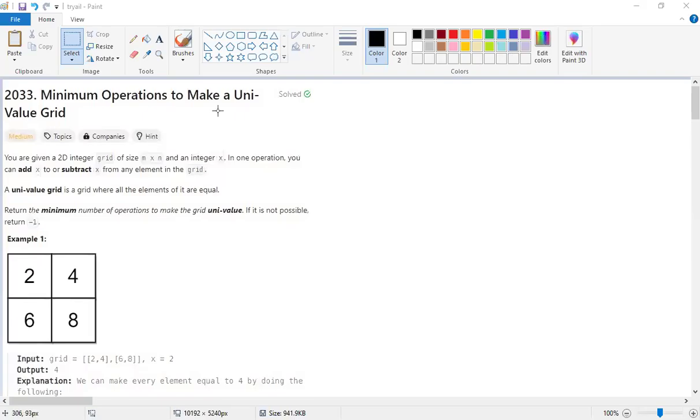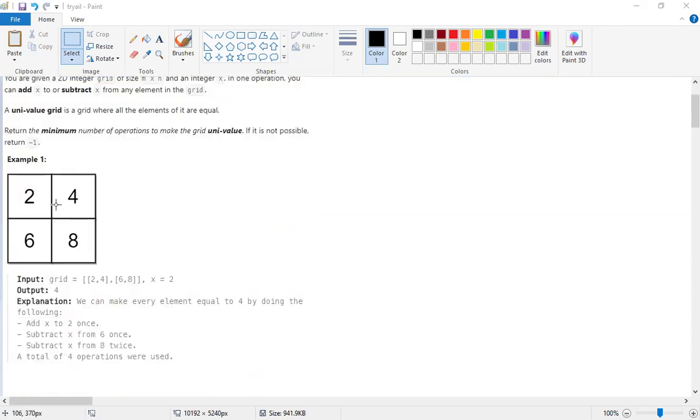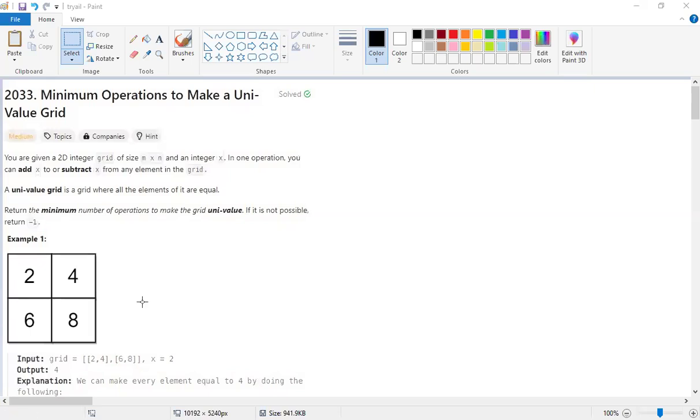Okay, so let's start. We are looking at this particular problem in which we have to find the minimum operations to make a uni-value grid, right? We will be given some grid and we have to make all the values of the grid one value. We want to make all the values equal to one value, and the way you want to do it is through this x variable. You can add or subtract x from each of the values and make all the values equal to one value. That is what the question is all about.